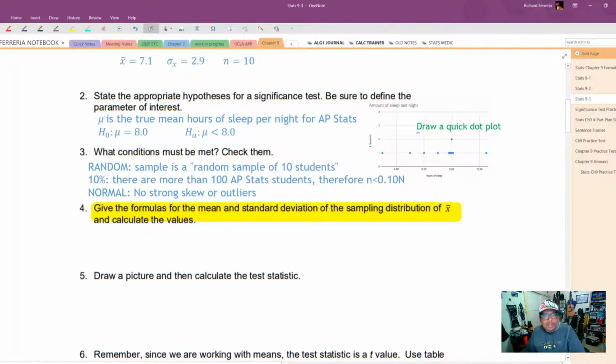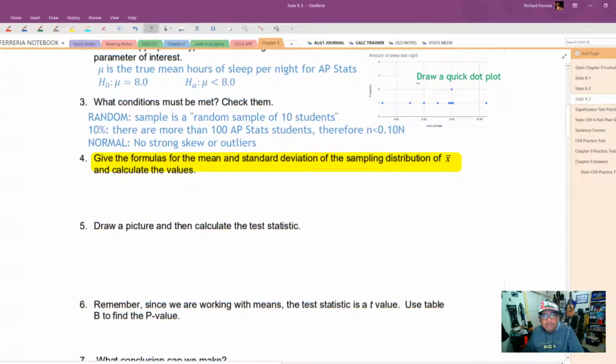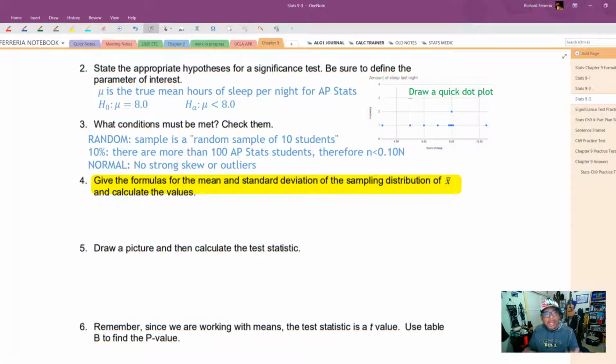The advice here also is if you are looking at a smaller sample, or if your population isn't normal, if you are using this no strong skew or outliers, then you really should be drawing a quick dot plot. It doesn't have to be the most exacting thing. I kind of fear whenever I say that because I don't want to see really bad dot plots, but you don't have to make the most detailed dot plot.